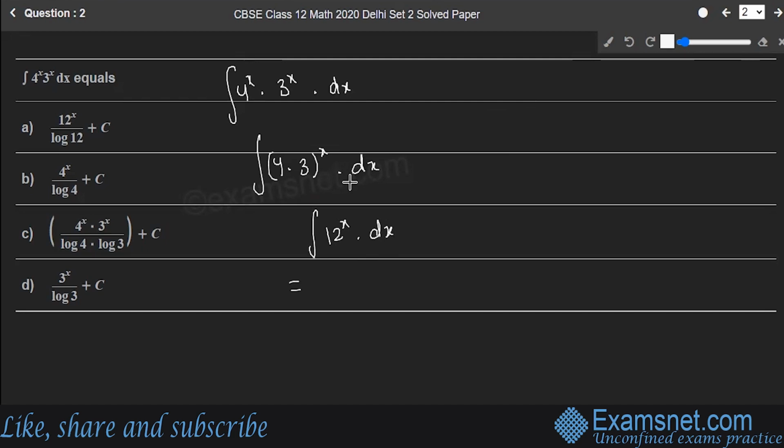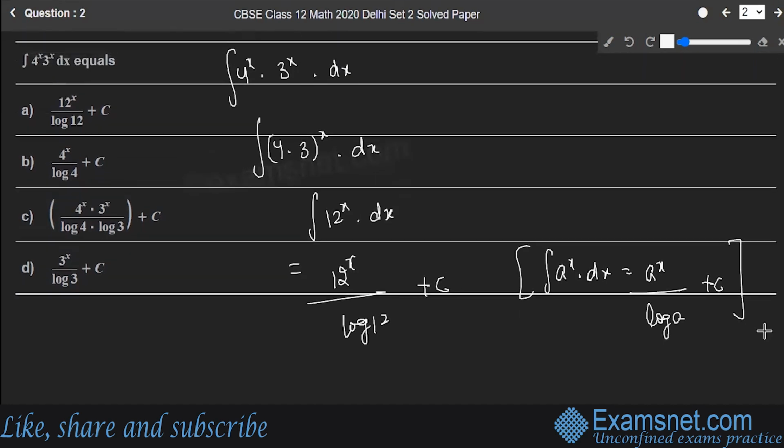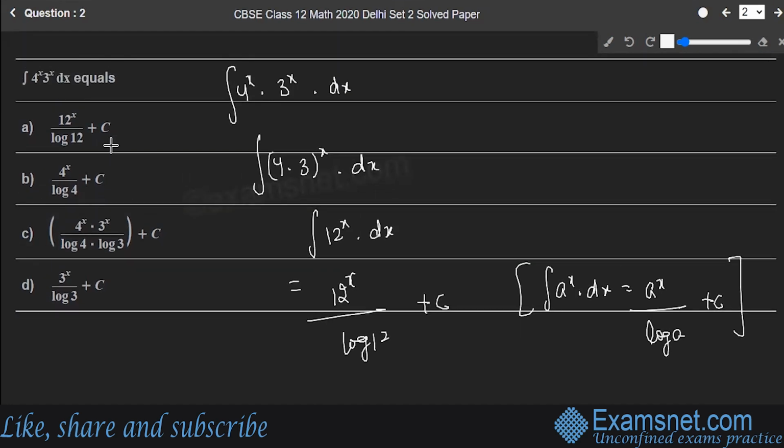Now when you find the integral of it, this will be equal to 12 raised to power x divided by log of 12 plus c. See what formula I'm using? A raised to power x dx is equal to a raised to power x divided by log of a plus c. So according to this, you have option A as the correct answer. Hope you understood that. Let's move to the next question, number 3.